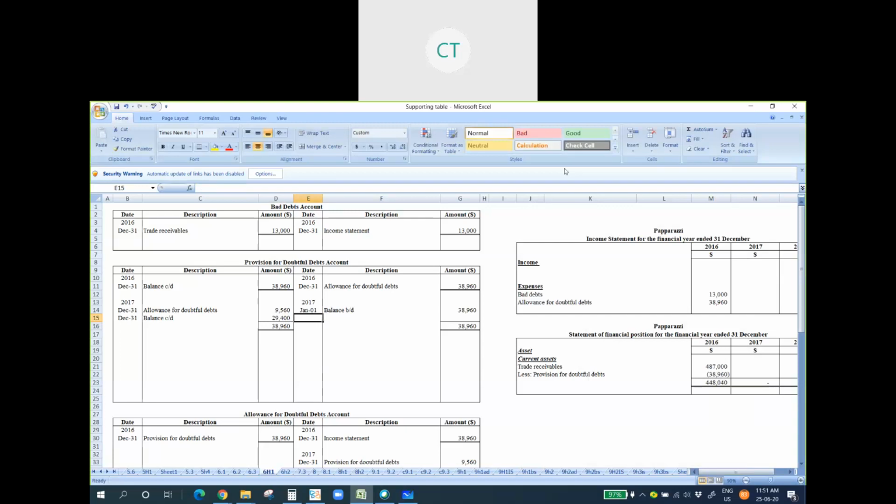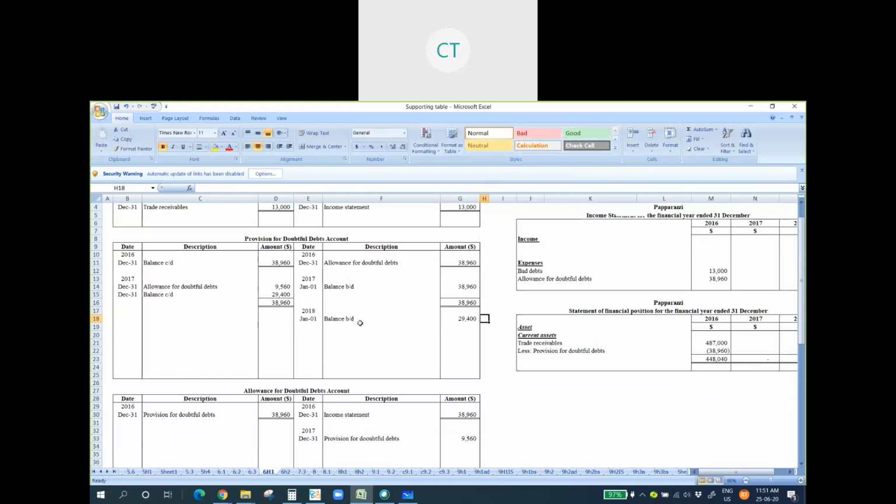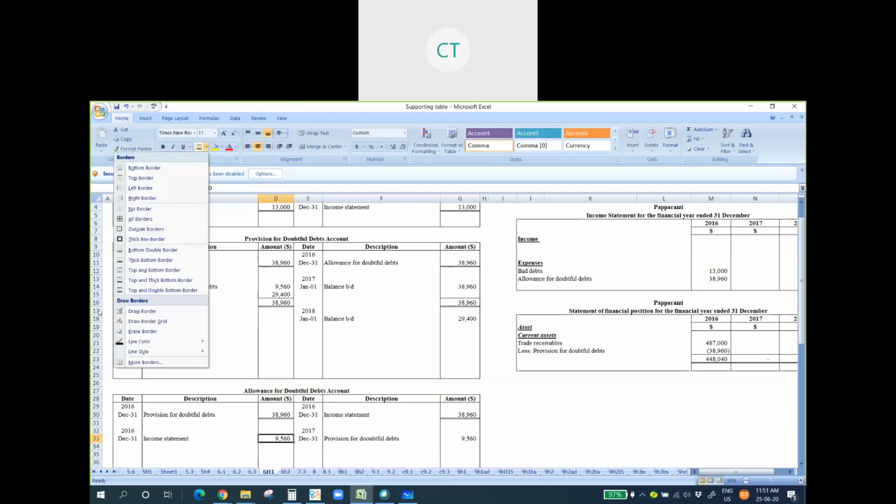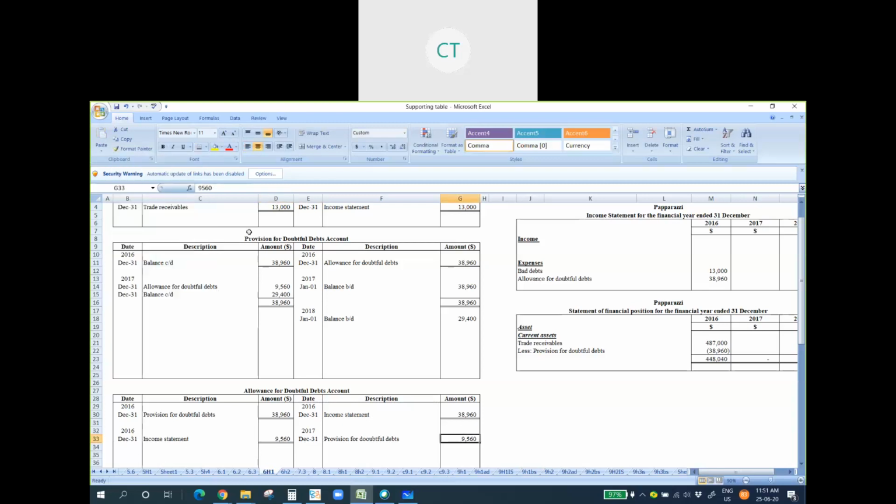Yes, very good. Thanks, Jaja. And this amount we will bring to next financial year, 29400. For the allowance for doubtful debts, we transfer this amount to income statement. Take note, if this is an income, the closing we close at debit, because when we bring this amount to our trial balance, it will become credit. 9560. So we have completed our ledger for the year 2017.